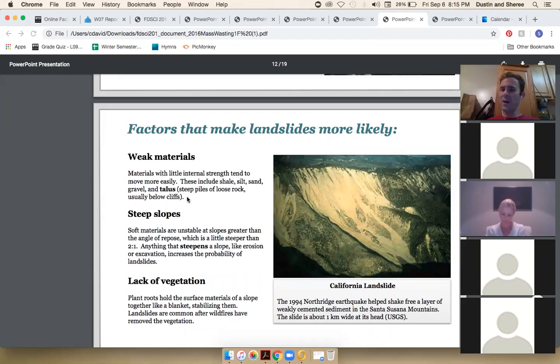So if you just have a really weak material that's really easy to break or really slides really easy, that can make it a lot more prone to have a landslide. Also on top of that, steep slopes, which makes sense, right? If you've got a cliff or a really steep slope, it makes sense that that is an area that is likely going to have a landslide, with a lack of vegetation as well.